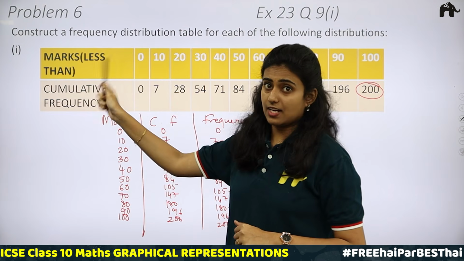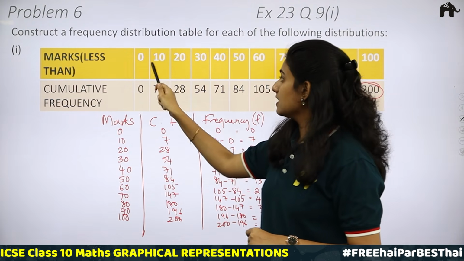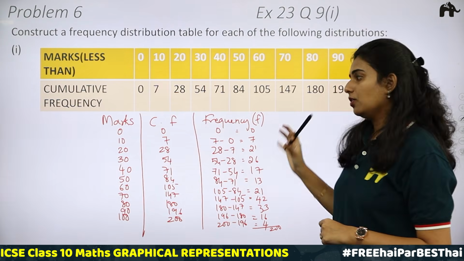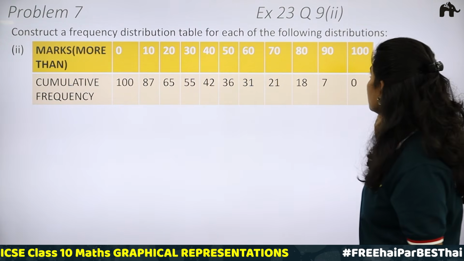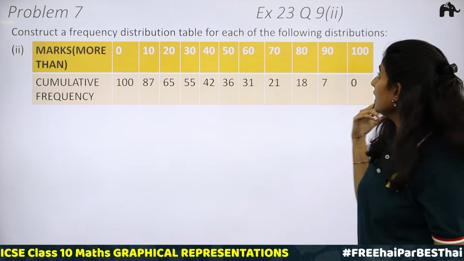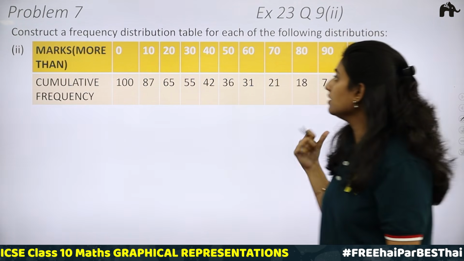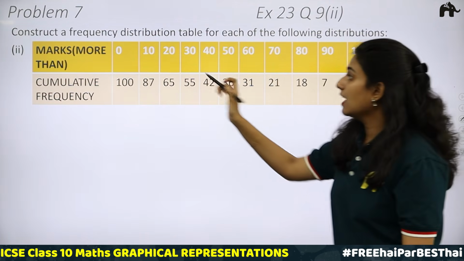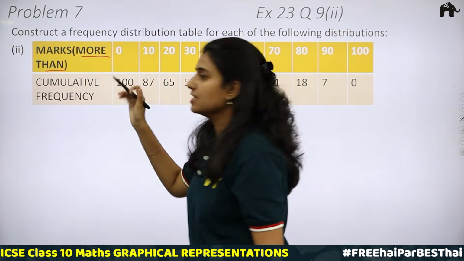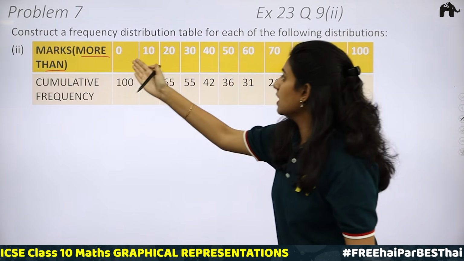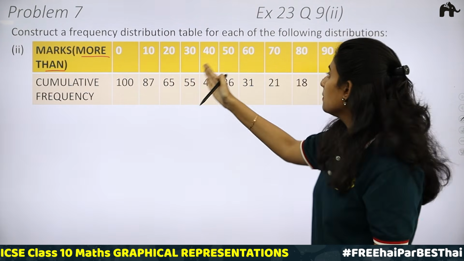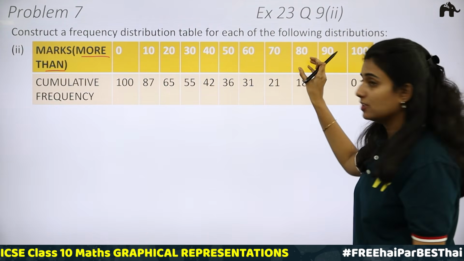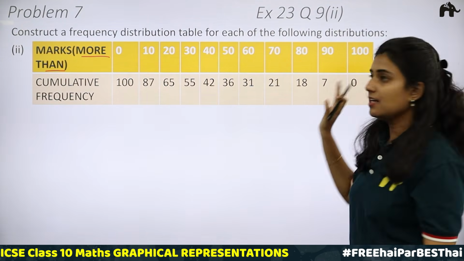And remember this is less than: here less than 10, less than 20, less than 30, this is how the values are. Okay. Problem number 7, sub-question 2 of question 9, exercise 23, construct a frequency distribution table for each of the following distributions. Marks are given, now it is more than, in the previous question it was less than. More than means more than 0, more than 10, more than 20, more than 30, more than 40, more than 50, more than 60, more than 70, more than 80, more than 90 and more than 100.